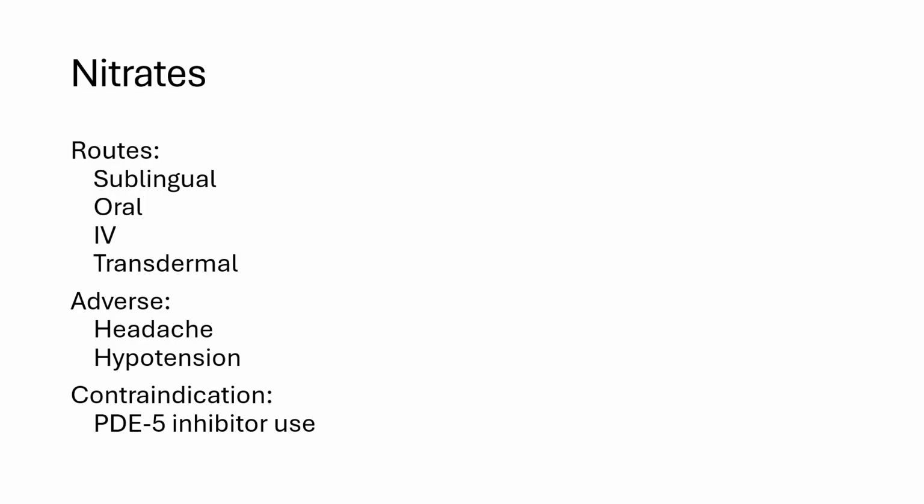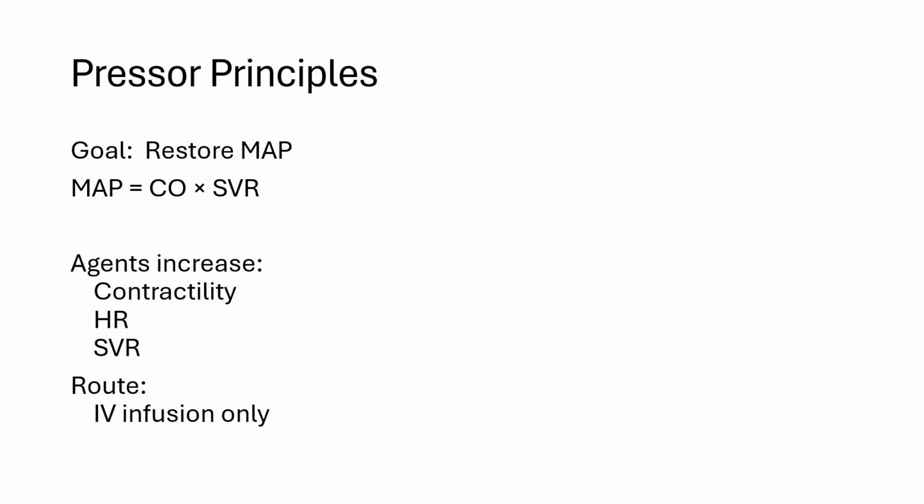Common adverse effects include headache due to vasodilation and hypotension. One contraindication that is very important is concurrent use of phosphodiesterase 5 inhibitors. Combining these can cause profound hypotension due to excessive vasodilation. So when you think of preload reduction and angina relief, nitrates are going to be your key agent. Okay, so that's our overview of our hypertensive management classes, and now we're going to go to our hypotension management.